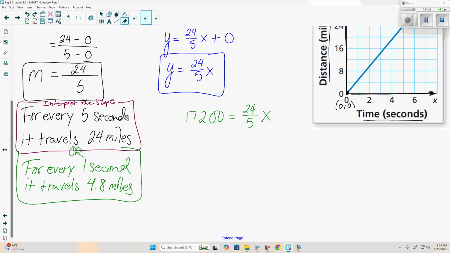Yes, sir. Minus 17,200. Yes. Then, divided by 24 over 5. Yes. We would divide both sides by 24 over 5. Because the 24 over 5 divided by itself is 1. Now we need to figure out what 17,200 divided by 24/5 is.